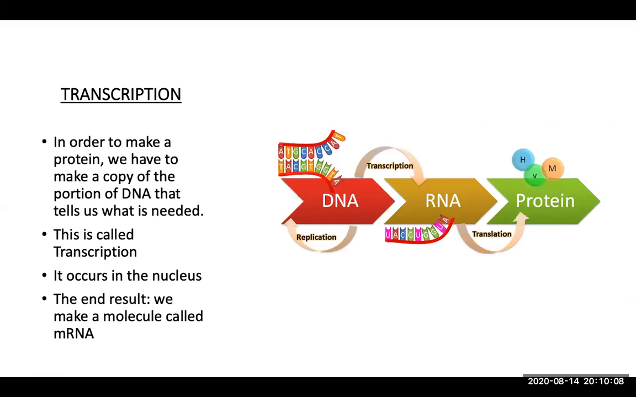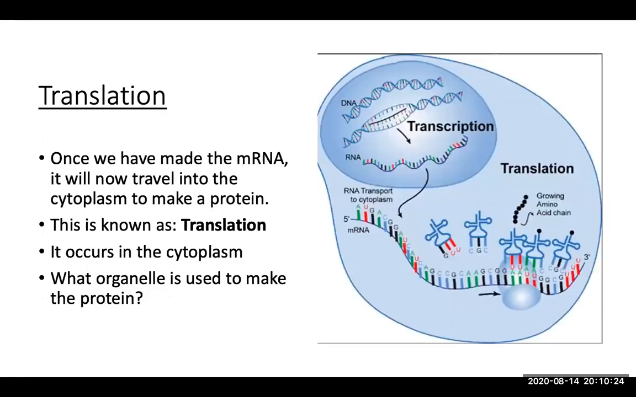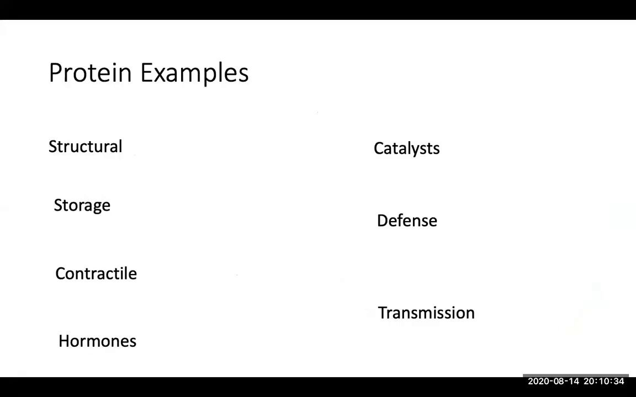Transcription is, in order to make a protein, we have to make a copy of DNA that tells us what is needed. So DNA will be transcribed into RNA. So first DNA is replicated, and then it will be transcribed into RNA, and then RNA will be translated into a protein. Translation is once we make the messenger RNA, it will now travel into the cytoplasm to make a protein. What organelle is used to make the protein? That will be the ribosome.